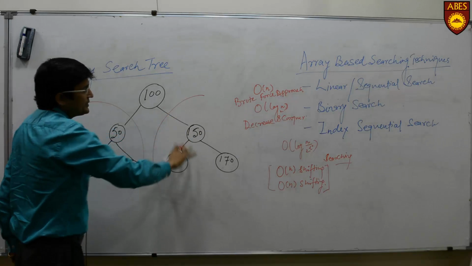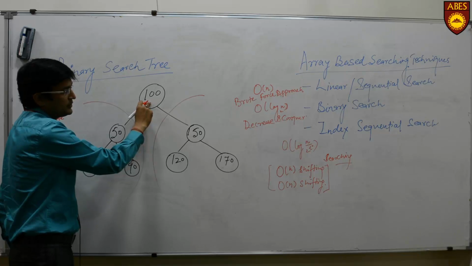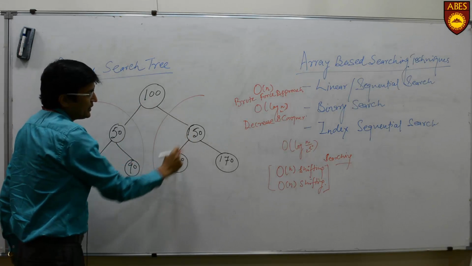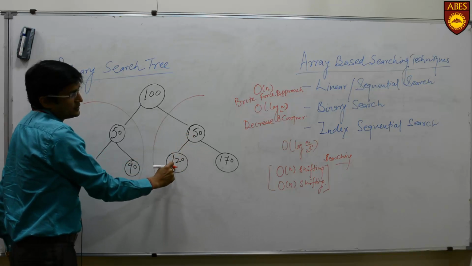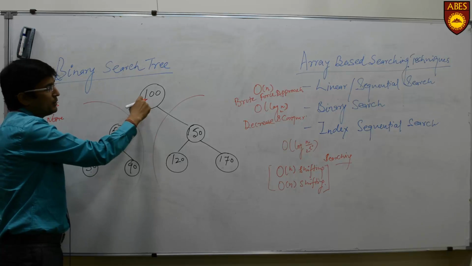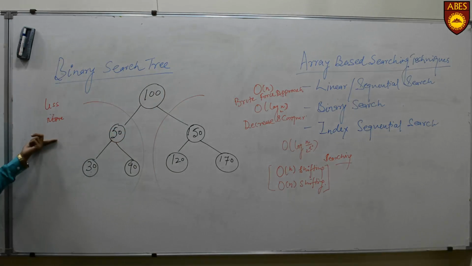Similarly, on the right side, you can see that 150 is more than 100 just because it is towards the right of 100. 120 is less than 150 because it is towards the left of 150. But 120 is greater than 100 because it is in the right subtree of 100. So this is the binary search tree, and once we have constructed it, a check can be applied to see if the constructed binary tree is correct or not.